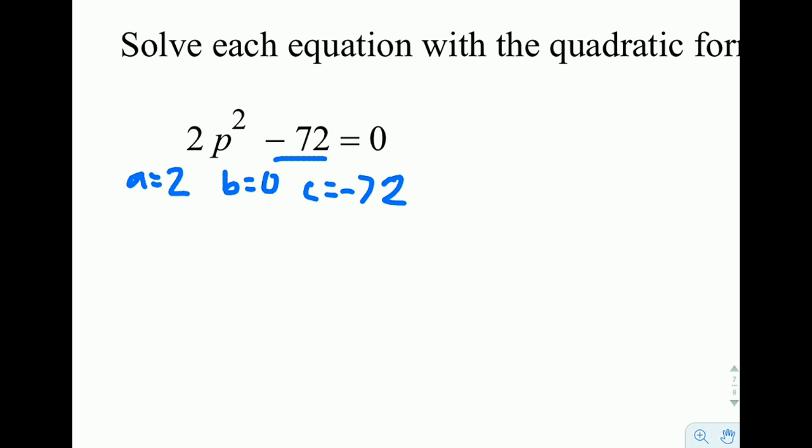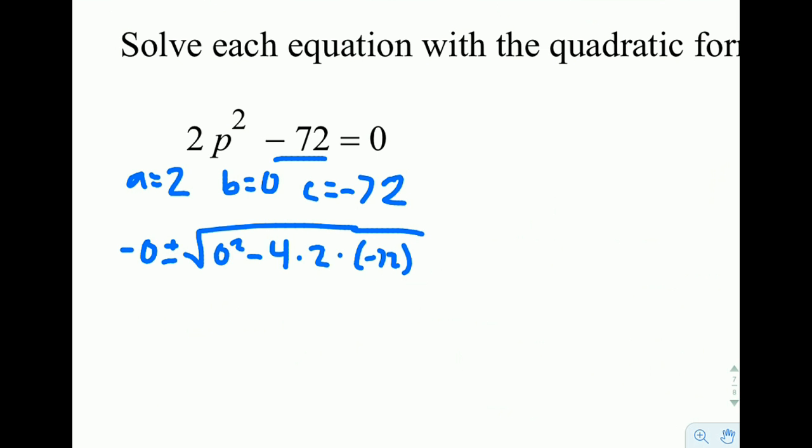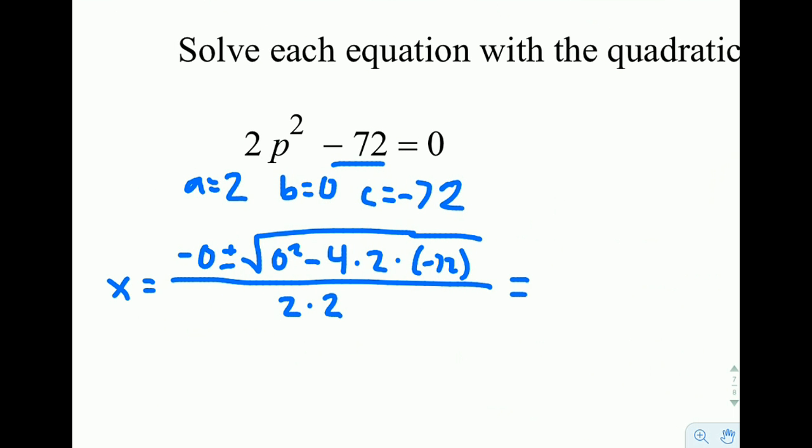And if we're going to plug this into the quadratic equation, we always start out with a negative b, so negative 0, plus or minus the square root of 0 squared minus 4 times a, which is 2, times c, which is negative 72. Let's keep that all under my square root. All of that is written over 2 times a, or 2 times 2. And just for keeping track of what we're actually doing here, it's always good to put that x equals out front.